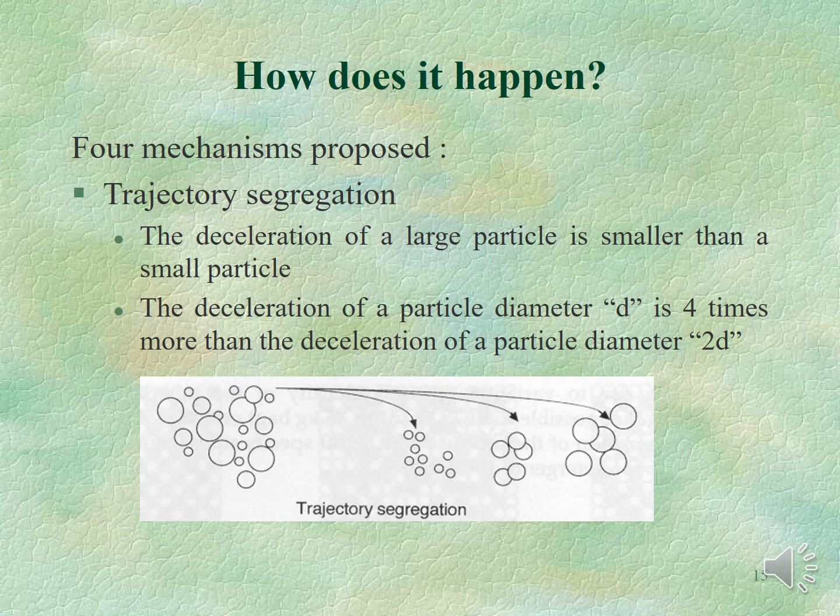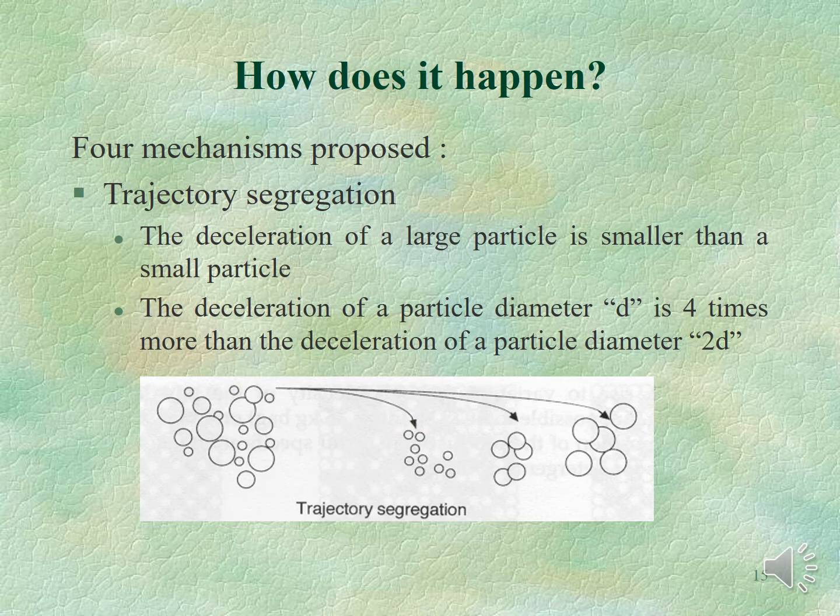Okay, now let's look at when segregation will happen and how it happens. Segregation happens basically due to four factors, four mechanisms. The first one is what we call trajectory segregation. Trajectory segregation normally happens when we give freedom to the powder. When we pour the powder from a container onto a surface, like dumping powder or sand from a lorry onto the floor, the large particles have a tendency to fly further, compared to the fine particles, which have less momentum to fly further.